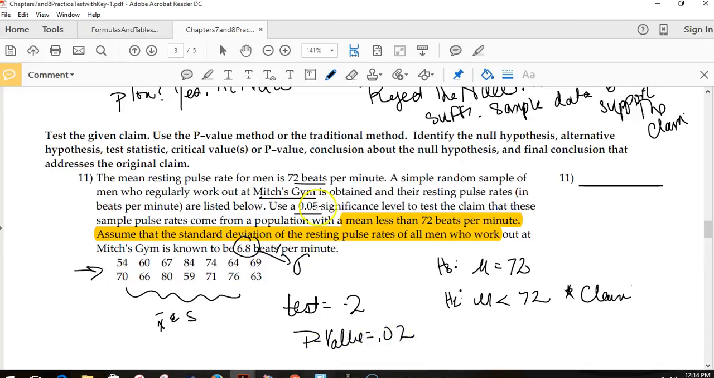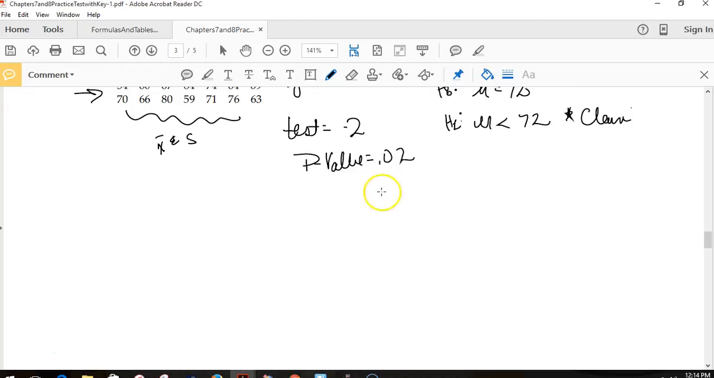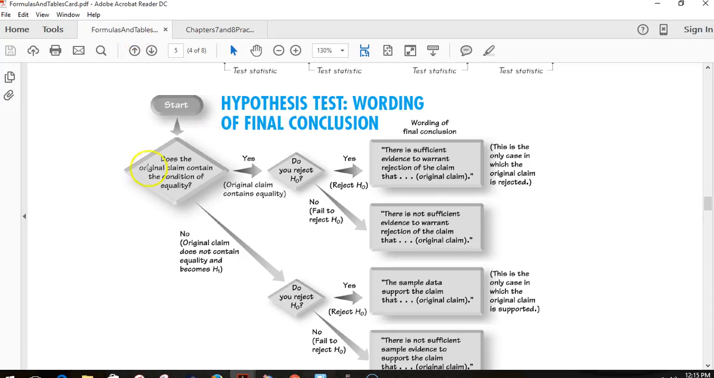Is 0.02 less than 0.05? Yes. So then, once again, we're happy. We're going to reject the null. The original claim did not contain the equality. I thought it was less than, so I'm going to say no. Did we reject it? Yes. Good news. Once again, you were right. Sample data supports the claim.